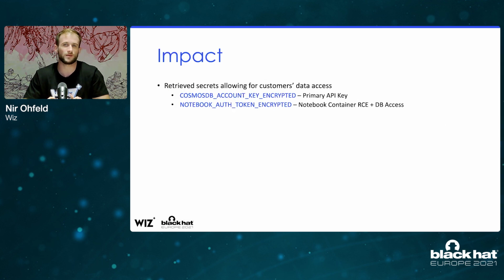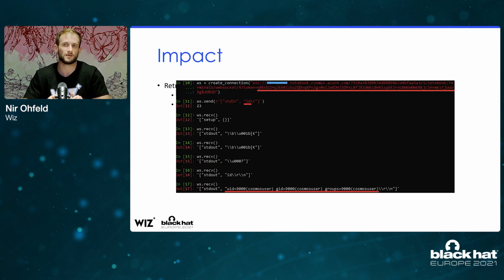Another authentication token that we have is the notebook auth token. This token can be used in order to execute arbitrary code inside the Jupyter Notebook container. After executing code there, we can use this access to extract the database secrets. In this picture, you can see how we executed the ID command in our container using that token.